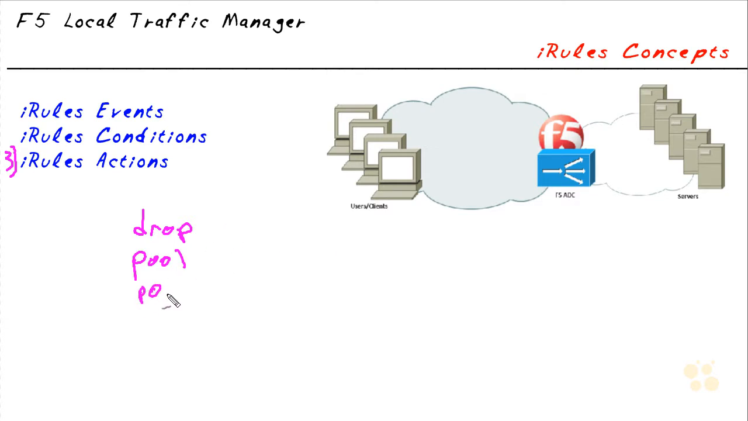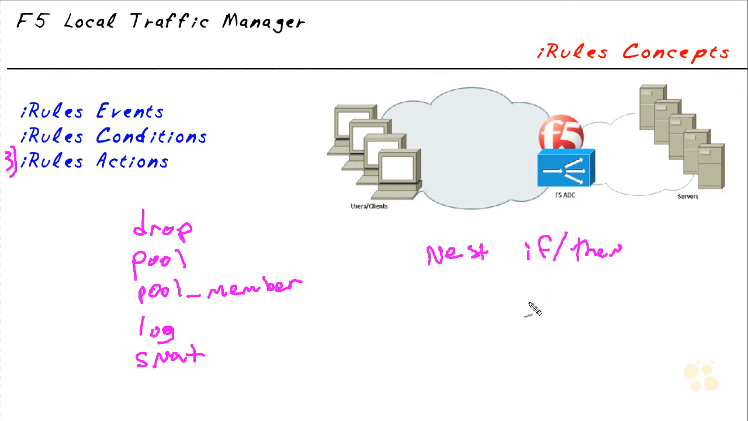So I'll just write that separately. So give it to a specific server. I can log. I can do SNAT. So really all sorts of different things that we have here as far as what we can do. We can also nest if-then statements. So I can have a hierarchy of multiple if-thens. It's kind of like an if-then-else type idea, but with multiple things going on there. I can do this up to 100 deep.